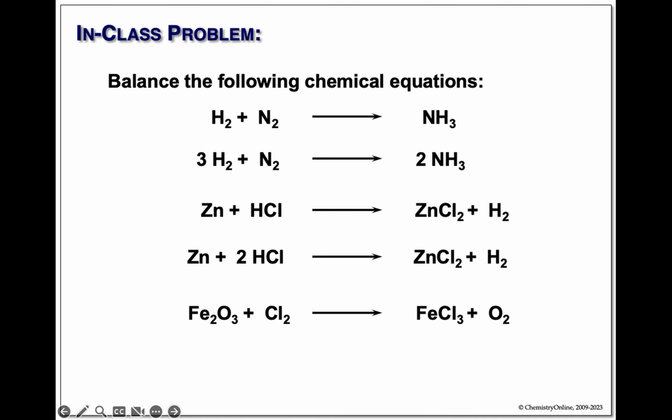Let's see. We have 3 oxygens, 2 oxygens, right? So let's double this guy. Now, that gives us 4 irons. So we need a 4 here. And it gives us 6 oxygen, right? So we need a 3 here.